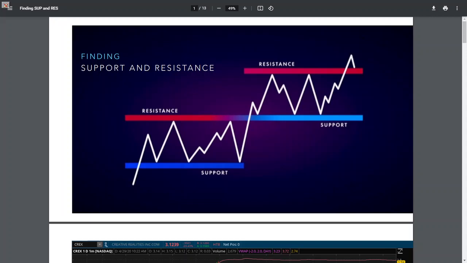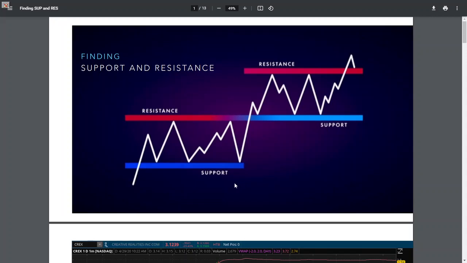Finding support and resistance. Again, as I was just saying, this is what you need to eventually do. When you come into a play, you first look at it. You could be an hour in, 10 minutes in, 30 minutes in. You need to start defining these things. And like I said, it's not too complicated, and it will take some time to learn, to notice, to get it right on.